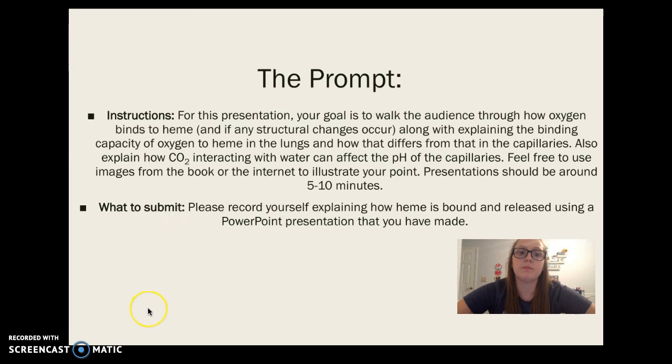Okay, so the prompt. For this presentation, your goal is to walk the audience through how oxygen binds to heme, and if any structural changes occur, along with explaining the binding capacity of oxygen to heme in the lungs and how that differs from that in the capillaries. Also explain how CO2 interacting with water can affect the pH of the capillaries.